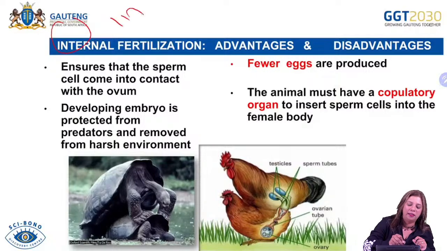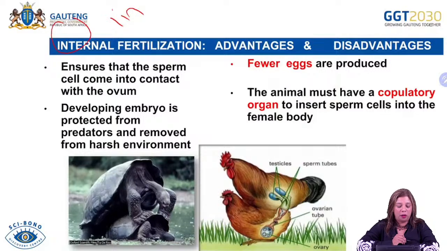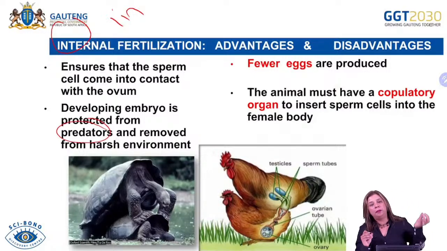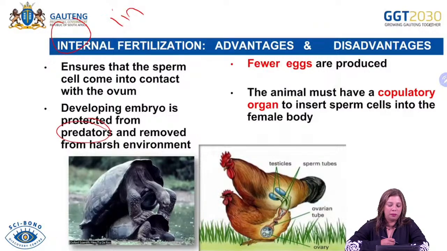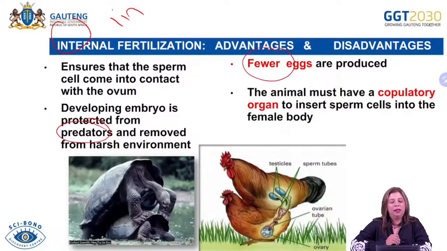Internal is obviously inside the body. It ensures that the sperm cell comes into contact with the ovum and the developing embryo is protected from predators. Because the sperm is being deposited into the female, that female is protecting that fertilized ovum. Okay? The disadvantages is that you can only produce fewer eggs in internal fertilization, and you must have a copulatory organ.